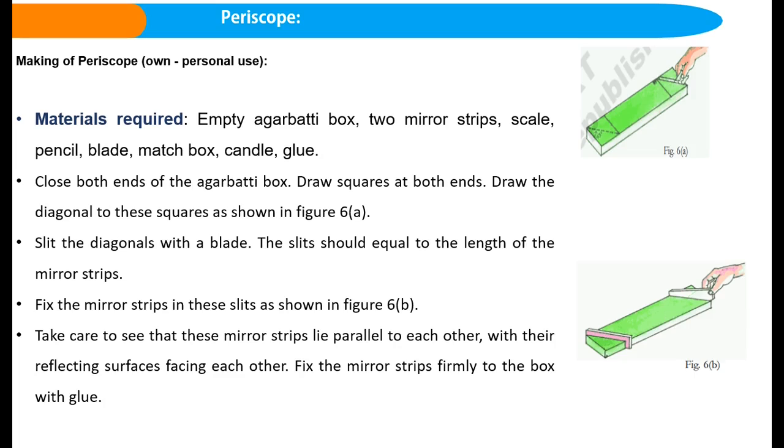Slit the diagonals with a blade. The slits should be equal to the length of the mirror strips. Already we have taken the mirror strips. So to insert those mirror strips, we have to make slits on these diagonals, just equal to the length of the mirror strips. Fix the mirror strips in these slits as shown in figure 6b. Take care to see that these mirror strips lie parallel to each other. That means the reflection of these two mirrors should fall on one another. In that way we have to arrange.